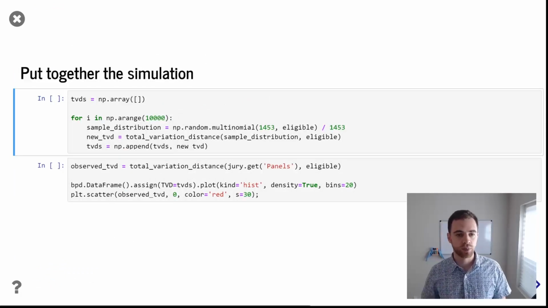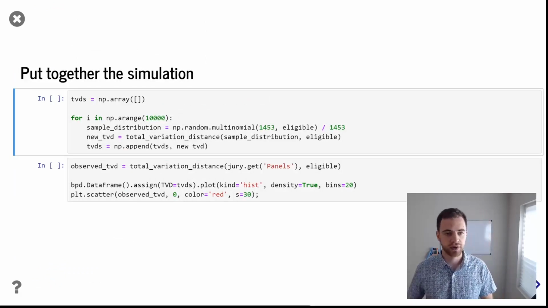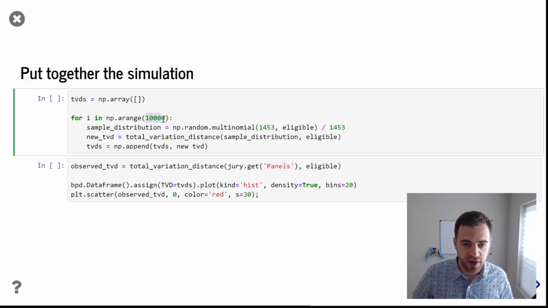Okay, so we're going to put together a simulation just like we've been doing. We're going to run 10,000 trials here. On each trial, we're going to select a jury panel from the eligible population, calculate the TVD between our selected jury and the population, and then append that result to an array.